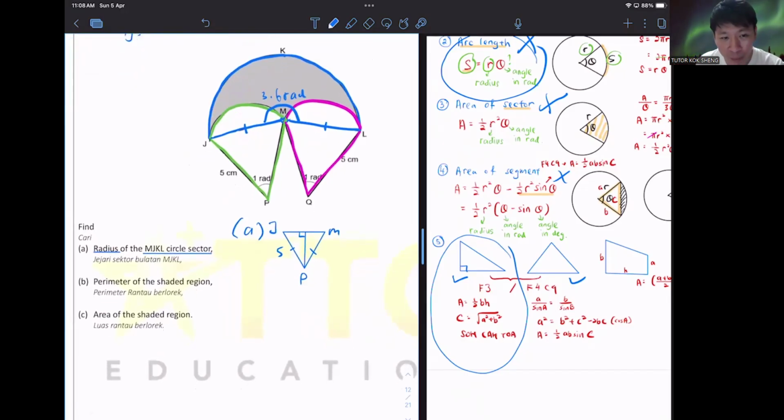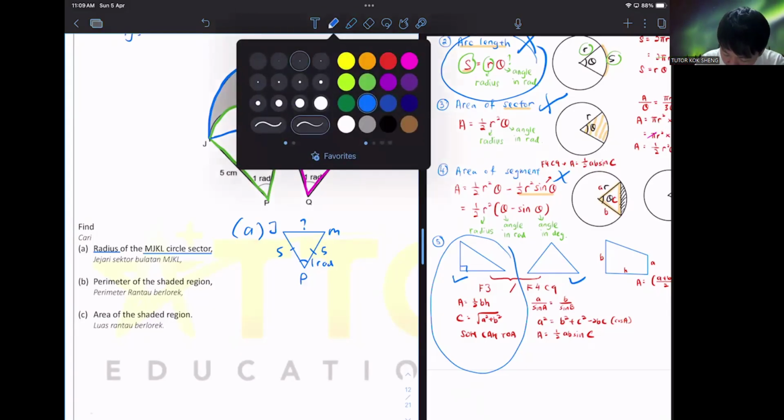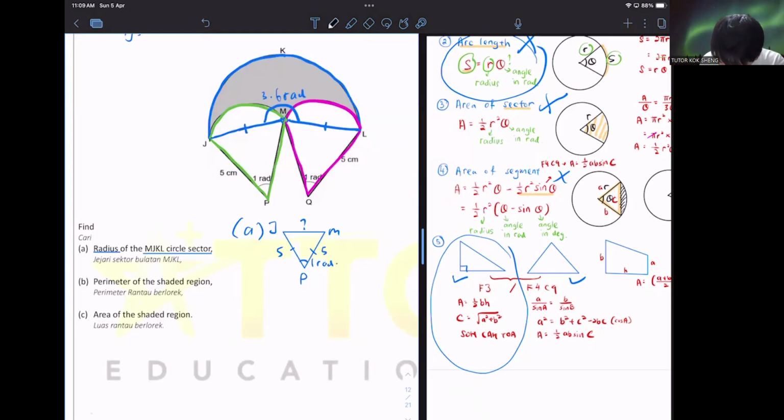If we try the chapter 9 formula, it means no need to cut into half. This is 5 and 5. We are finding this length, and the angle given to you is 1 rad. No matter whether you're using SOHCAHTOA or the chapter 9 formula, you need the angle in degrees. So you have to change it first, 1 rad back to degrees.